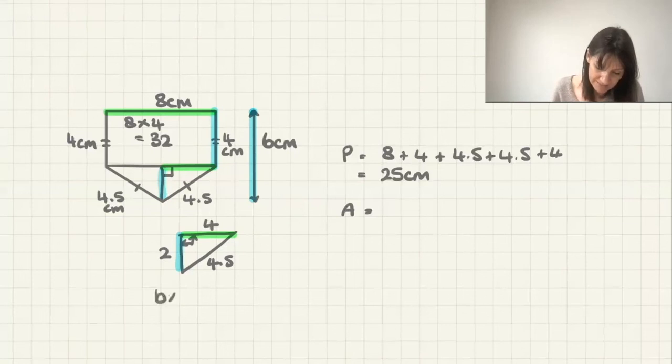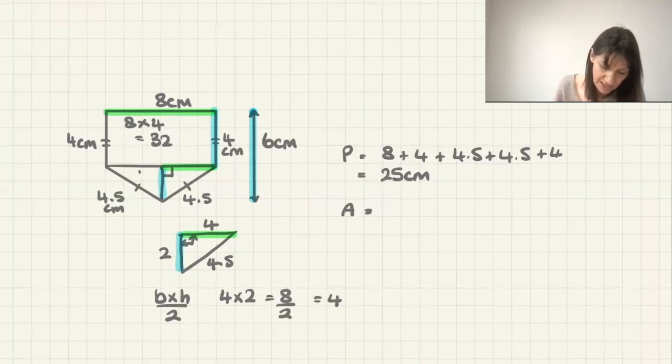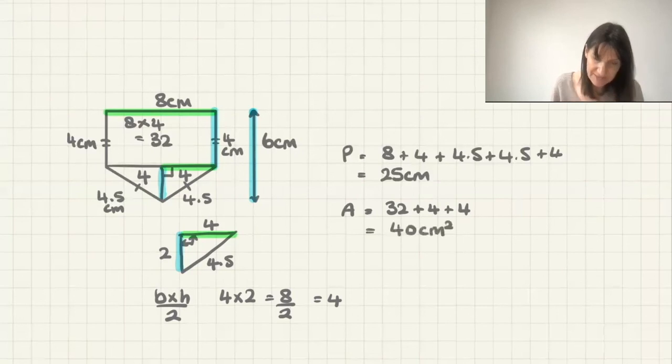Base times height divided by 2 is going to give me 4 times 2, which is 8. Divide that by 2, I've got 4. So my triangles are 4. I've got 2 of them. So I've got 4 in one and 4 in the other. My area is 32 plus 4 plus 4. Okay, and that is going to give me 40 centimeters squared.